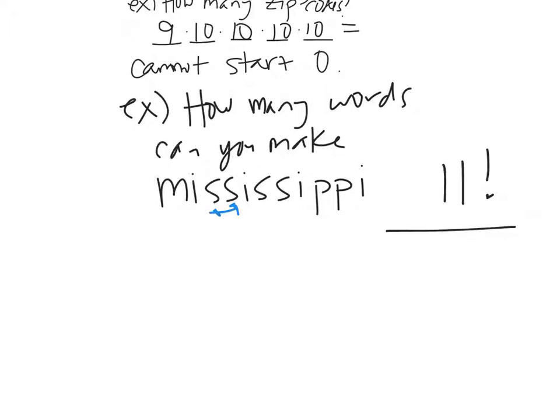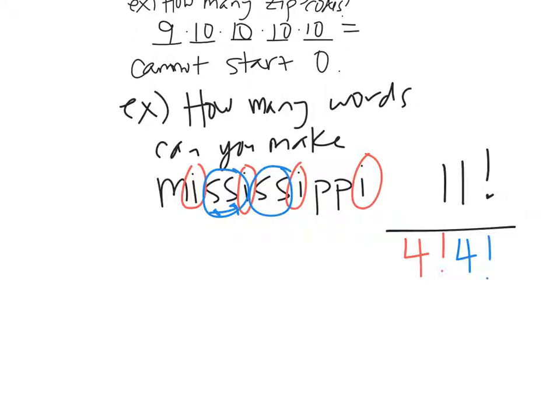So let me see. There are 1, 2, 3, 4 I's. I'm going to divide by 4 factorial. And then there are 4 S's. And then there are 2 P's. What does the factorial mean? Factorial means, for example, 4 factorial, it's not pronounced 4! Remember? Like an exclamation point. This is 4 times 3 times 2 times 1.